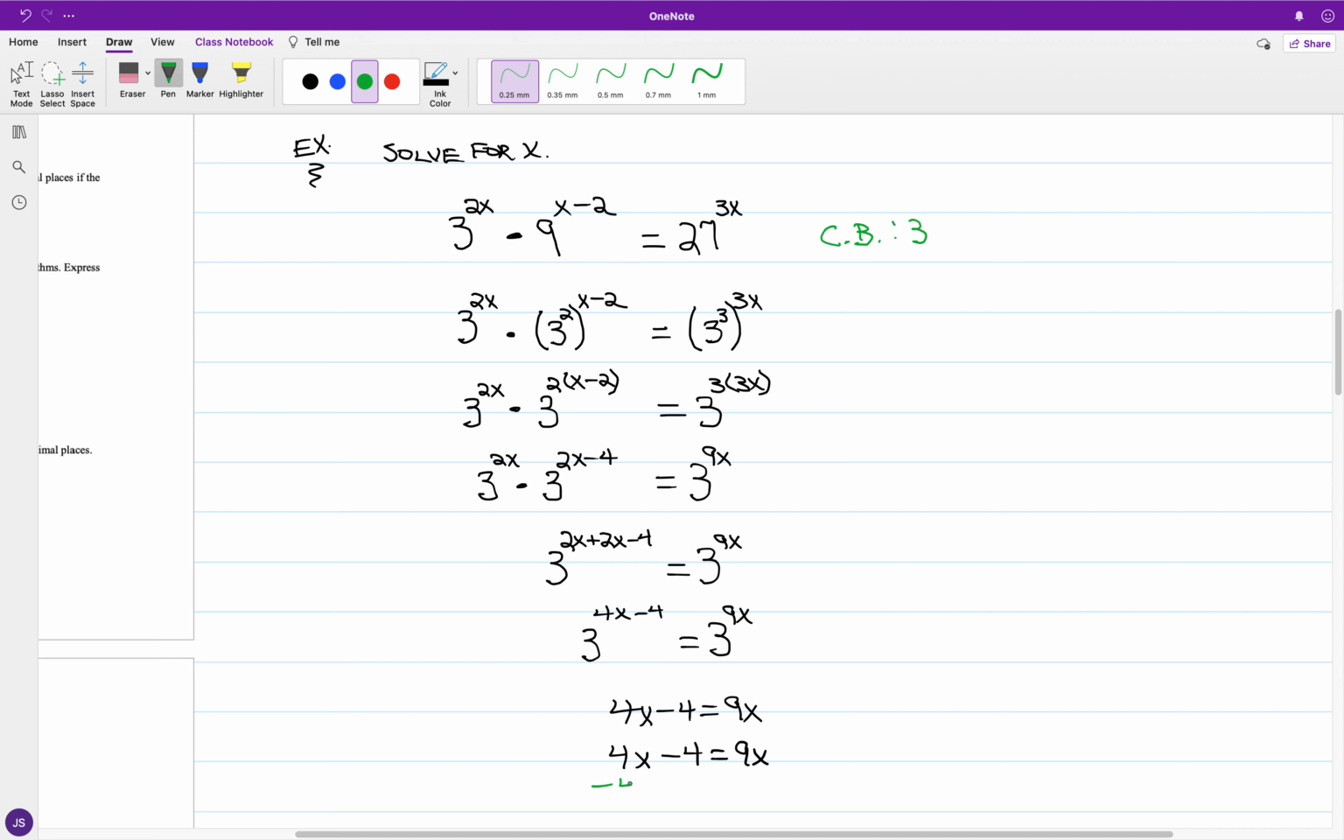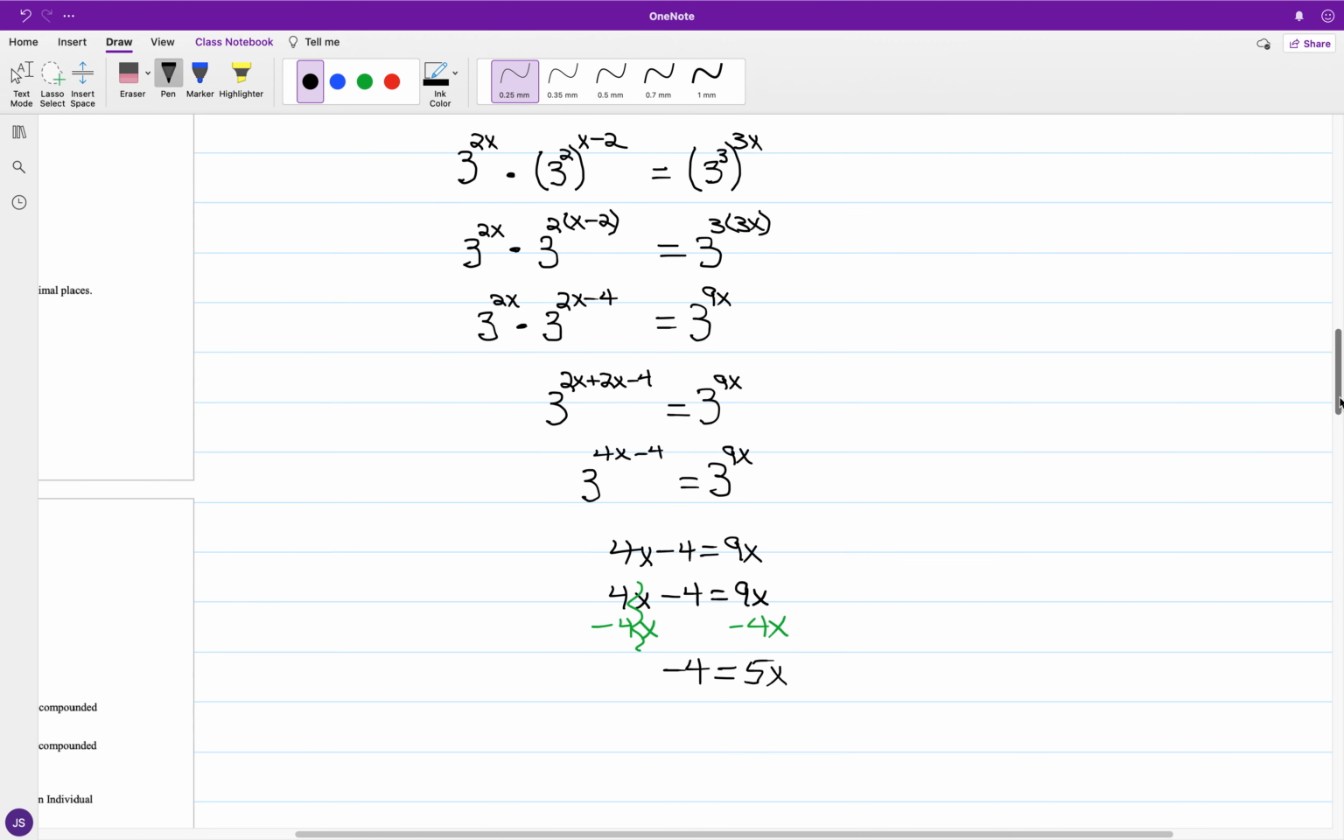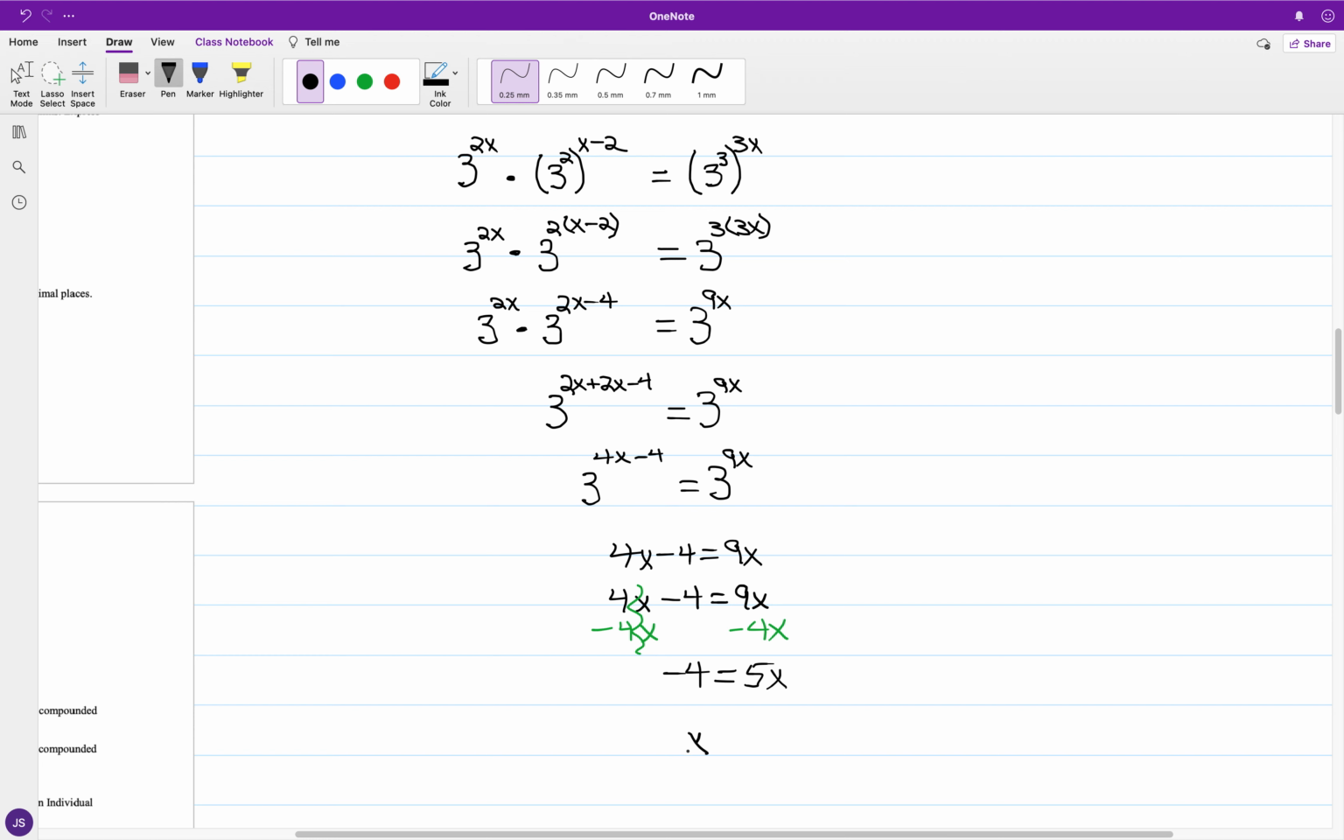And with 9x by itself, I can join this with 4x by subtracting 4x on both sides. And so we have that negative 4 is equal to 5x. And if I divide by 5, we'll have for the resulting value in x, once again a negative fraction, whereby we have that x is equal to minus 4/5.